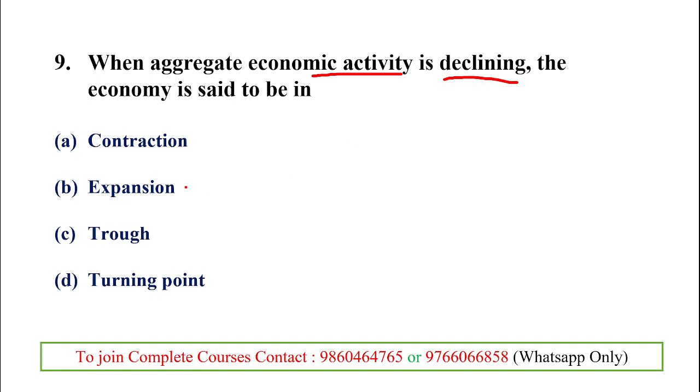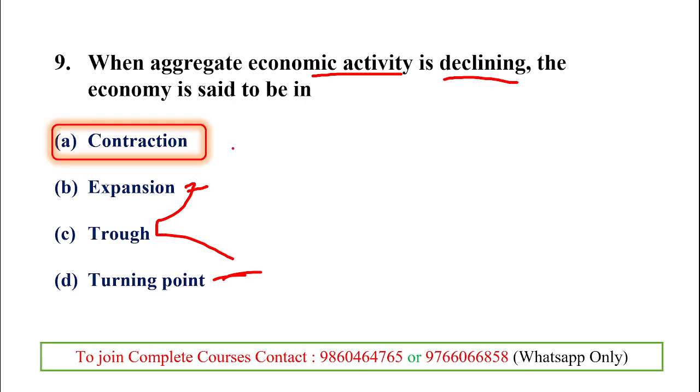So expansion and turning point, both points, one is expansion and the other is turning point, will have a positive impact. So both expansion and turning point are not the answer. From contraction and trough, contraction is the answer, because trough is the lowest point in the business cycle, where the economic activity is at its lowest period. It is declining is a point of contraction.